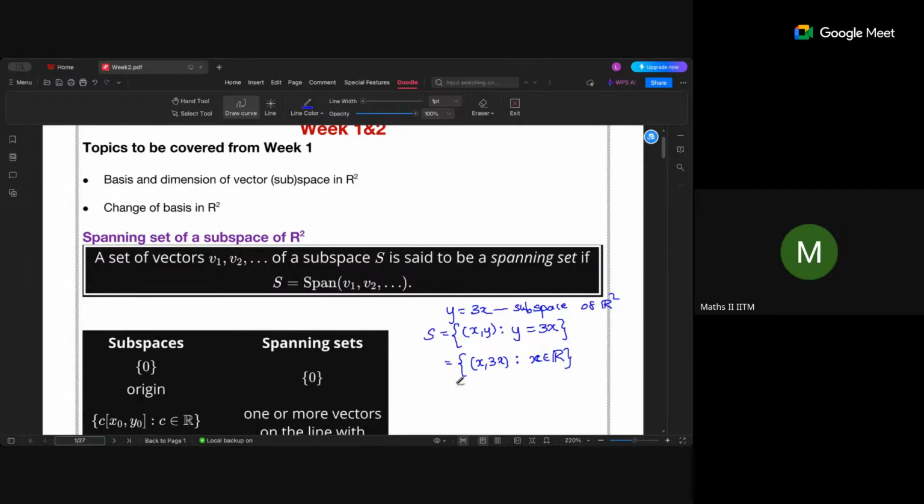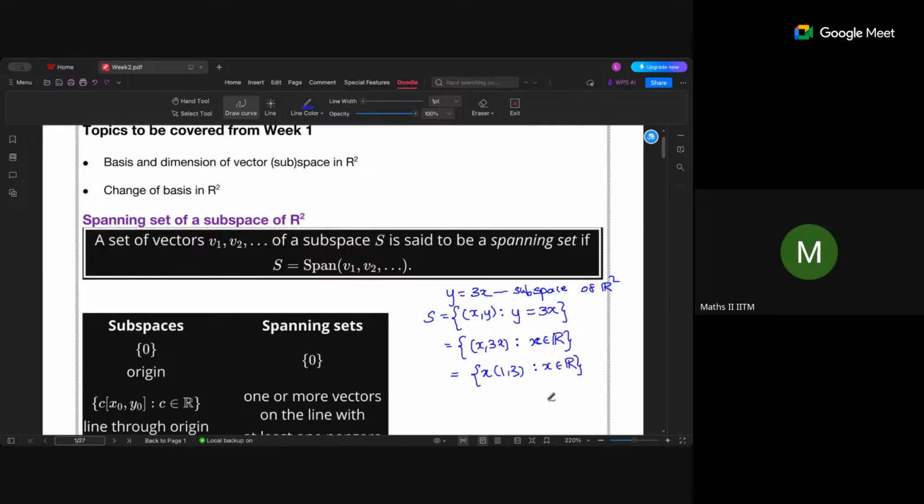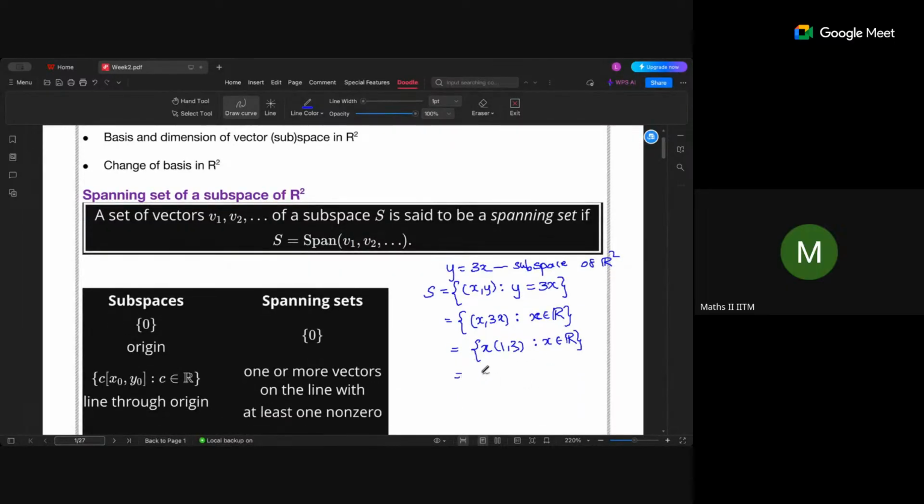So this can specifically be written as x times (1, 3), x in R. So when I break down, this is what I'm getting. So what I can say is that this is equal to span of (1, 3), because all the vectors in S can be represented as a multiple of (1, 3). So I can write S as span of (1, 3).